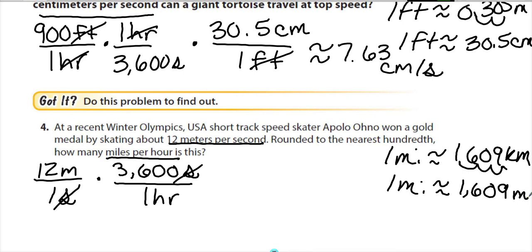All right, so let's type that in. Let's see what we get. So we need to cancel out our meters this time. So mile's going to go on top. So 1 mile is approximately 1,609 meters. Okay? So my meter is now going to cancel, which is good. So I have miles on top, hours on bottom. Okay, everything looks good. So let's try this. So we have 12 times 3,600, which is 43,200. And then we're going to divide that by 1,609.